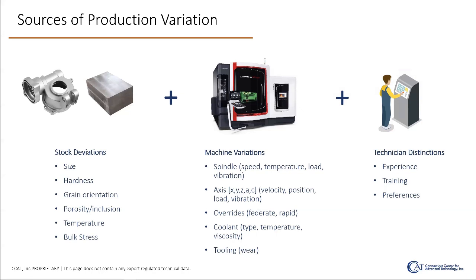And then your machine variations: you have programmed spindle speeds. Is your spindle actually hitting that speed? What's the temperature, load, vibration? These can all change. Same thing for your different axes. Are there any overrides being applied? Coolant: what's the type, temperature, viscosity of the coolant? And then obviously the biggest contributing factor would be tooling wear. And then technician distinction. If technicians are able to change feeds and speeds on the fly, experience and training preferences also lead to process variability.